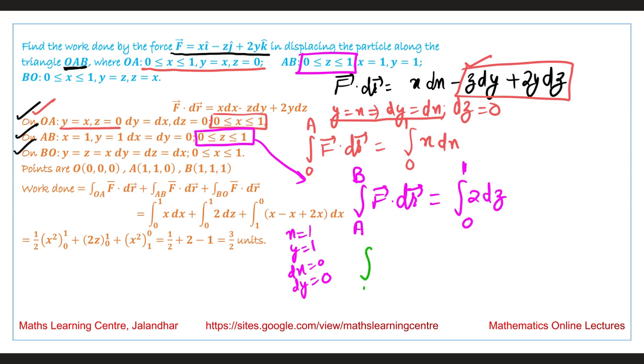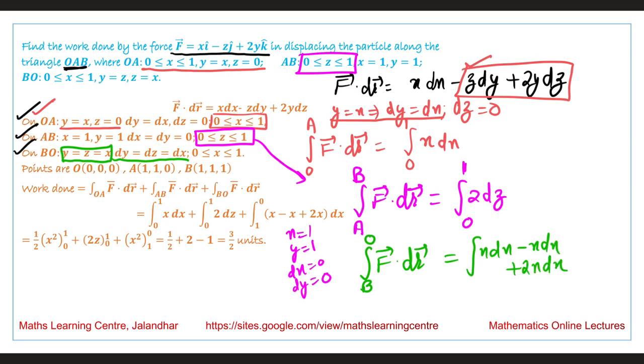Now we are moving from B to the point O and we are writing f vector dot dr vector, and on this line BO we have x is equal to y is equal to z. So dx is equal to dy is equal to dz. All these values are equal. So we obtain x dx minus x dx plus 2x dx, and this value comes out to be, these two get cancelled, integration x dx.